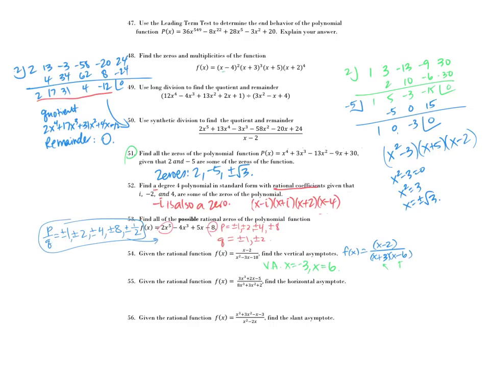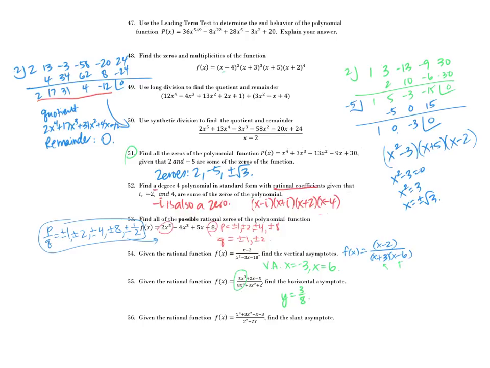On number 55, I want to find the horizontal asymptote. And so the horizontal asymptote I can find by looking at the leading coefficients, or leading terms, of both of those. And so I can see that I have an x cubed on top and bottom. So since I have the same degree on top and bottom, I'm just going to look at the coefficients of that. So my horizontal asymptote is going to be y equals 3 over 8.